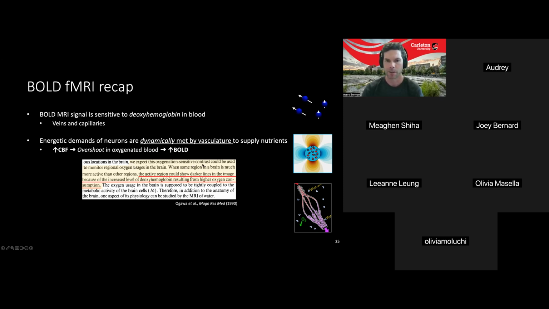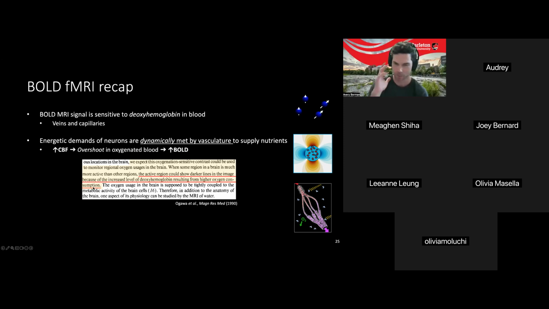And he wrote in this paper where he discovered the BOLD effect that we expect this oxygenation sensitive contrast could be used to monitor regional oxygen usages in the brain. When some region in a brain is much more active than other regions, the active region could show darker lines in the image, where the signal intensity would get lower, is what he's saying, because of the increased level of deoxyhemoglobin resulting from higher oxygen consumption.